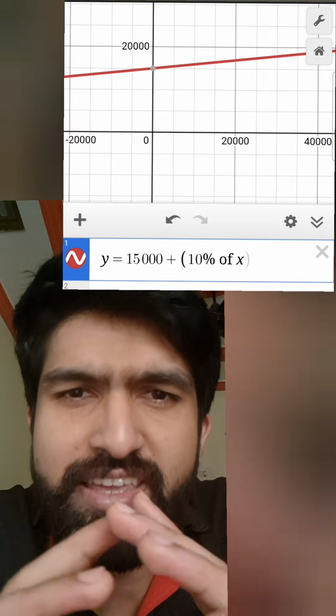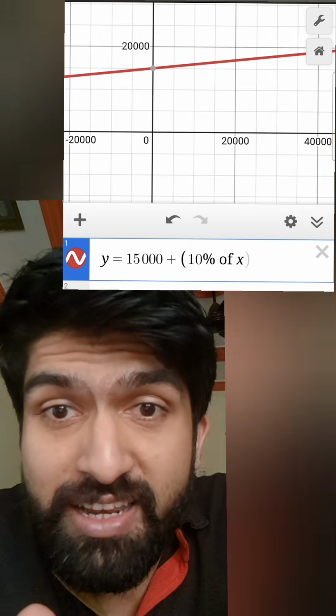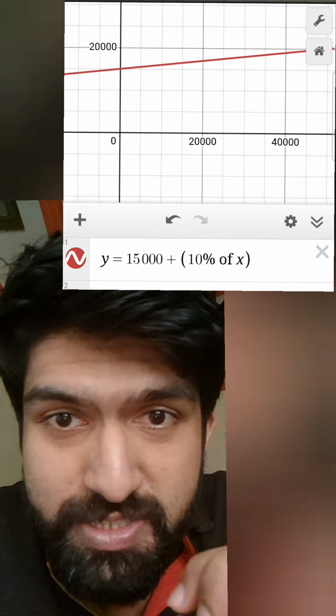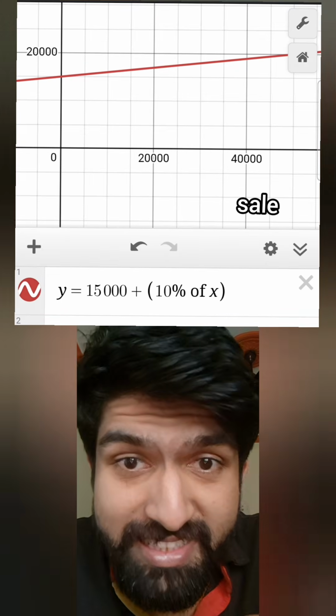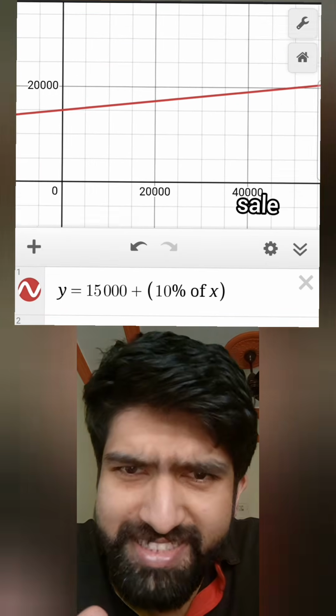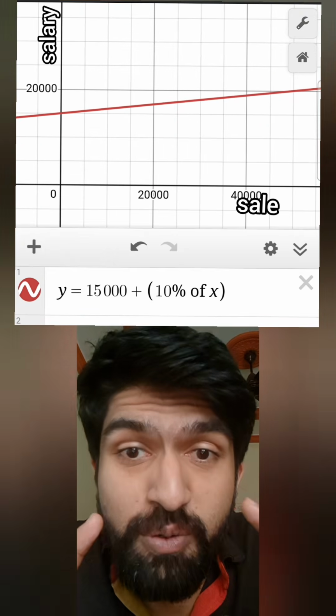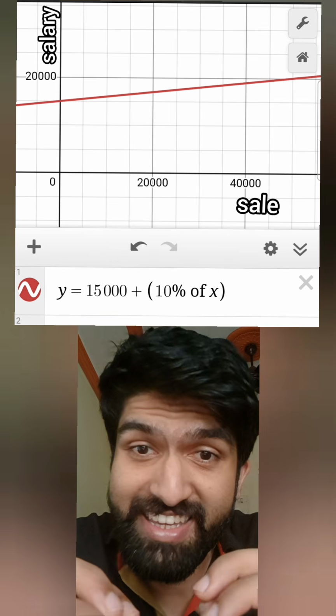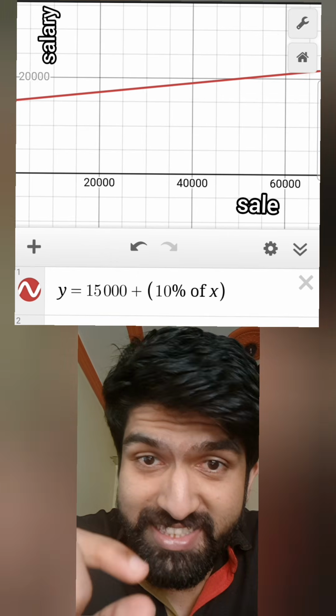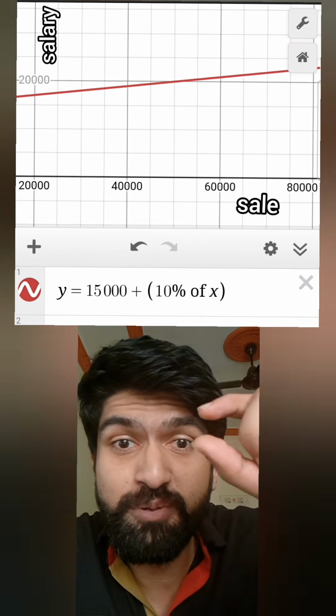Now, looking at this graph, I can simply say at which sale my salary will hike up to 20,000. As we said, x is the total sale, so the x-axis represents the sale, and y was our total salary, so the y-axis will represent our total salary. Now, if I shift my graph towards the right and analyze, I can clearly see at what sales my total salary will hike up to 20,000.